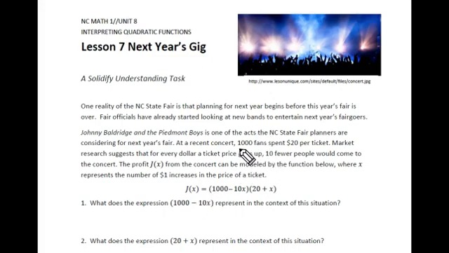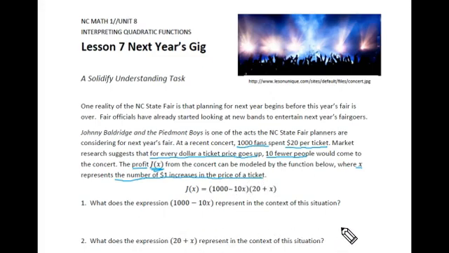So the important information from the story. We know that 1,000 fans attended the last concert and they each spent $20 per ticket. We know that for every dollar the ticket price goes up, 10 fewer people attend the concert. We know that J of x represents the profit, and we know that the variable x represents the number of $1 increases in the price of a ticket.